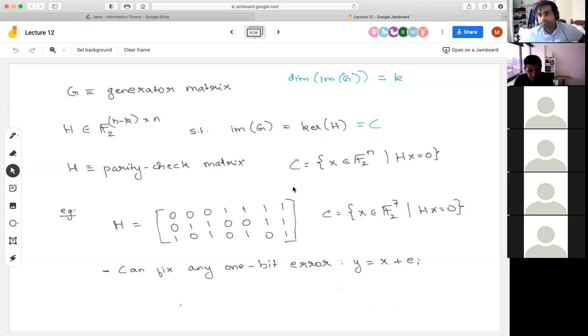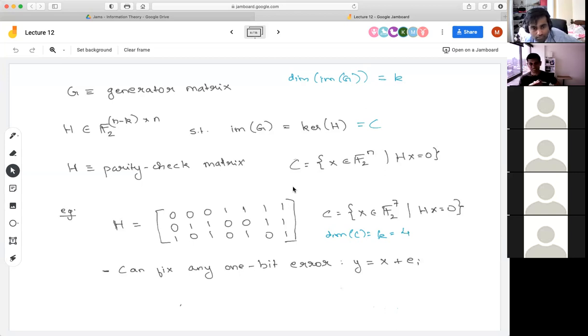As an example, consider this specific code where, if you notice, the columns are just the numbers 1 to 7 written in binary. So I have 001, 010, and so on. I claim you can define a code which is the kernel of this matrix, which is a set of 7-bit strings. What's the dimension of C? Four. Good.